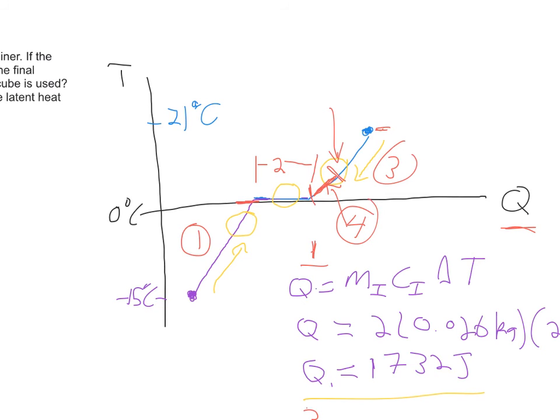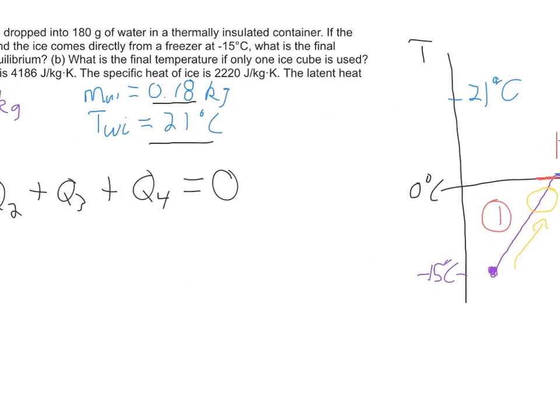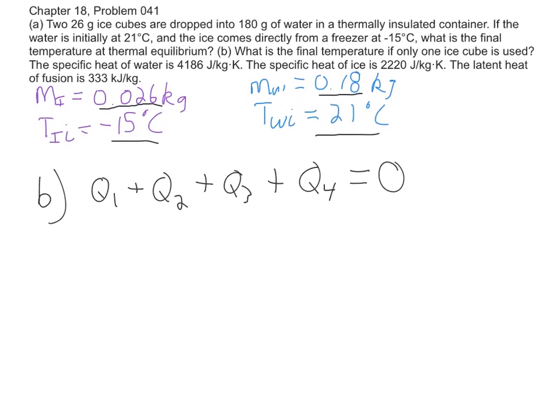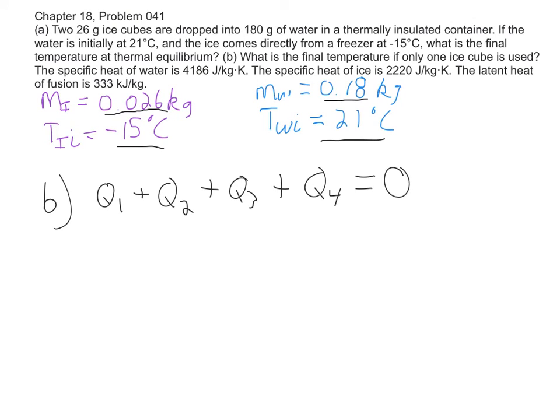So 1 is getting the ice to 0, 2 is melting the ice, 3, because of how I drew it originally, is the cooling of the water, and then 4 is the heating up of the ice once it has become water. So it's melted and is now liquid water. Okay? Oh boy howdy, this is a good problem, isn't it? Alright, so let's figure this out.